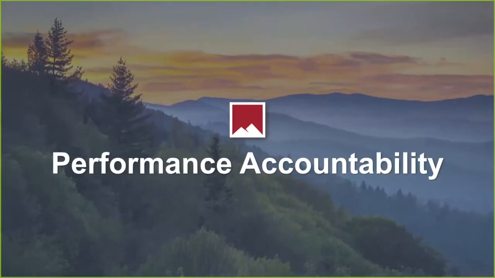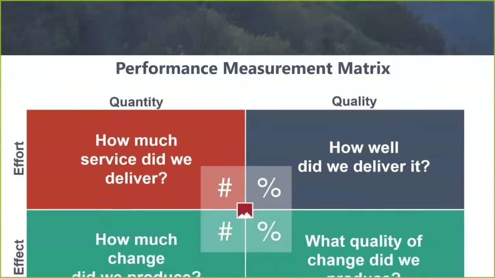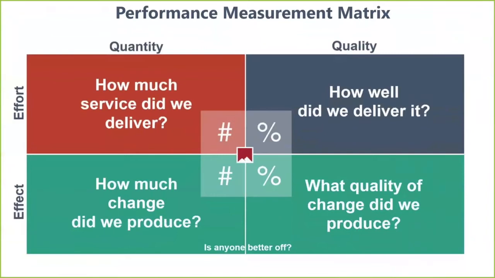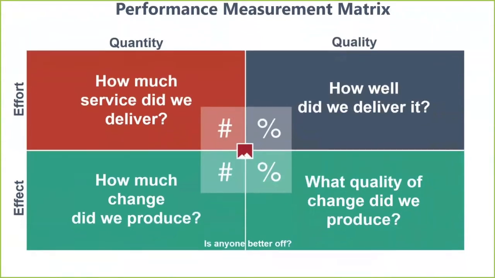Now, performance accountability, because most of your work, if you use RBA, is really around performance accountability. What can we do to improve what we're actually doing on the ground with our customers, with our clients, whatever that may be. And so the matrix to help us do that is quantity and quality on the top, and effort and effect. So how much did we do? What's the quality of what we did? How hard are we trying? And what is the effect of what we're doing? And so how much service did we deliver? How did we deliver it? What change did we produce?